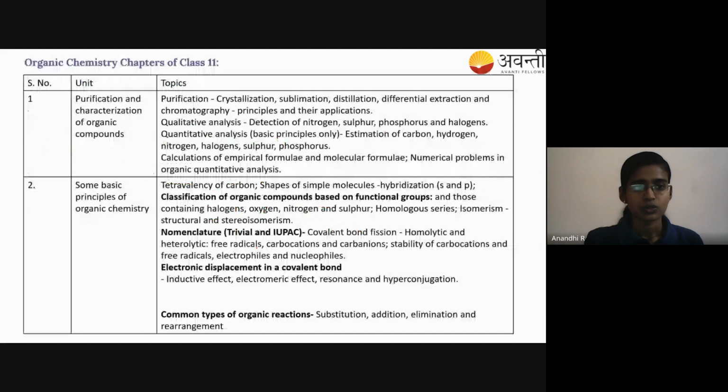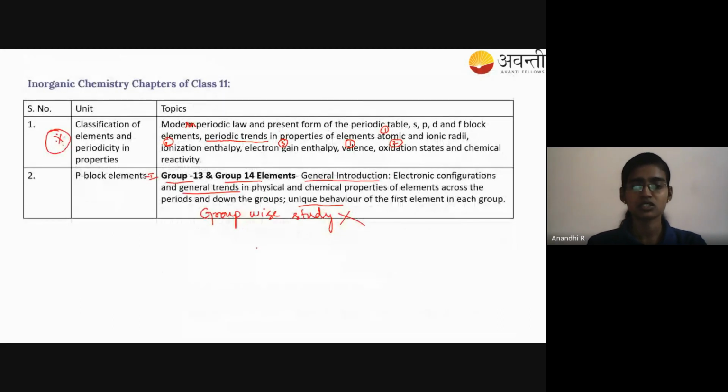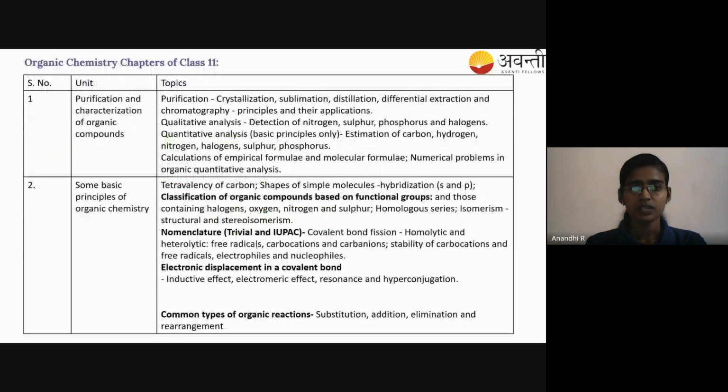Okay, so these two are your inorganic chemistry chapters of class 11. And coming to organic chemistry, the first topic is purification and characterization of organic compounds. So these two lessons you can find in your NCERT book as a single lesson under some basic principles of organic chemistry. Okay, so in your NCERT book, the some basic principles of organic chemistry lesson is getting divided into two here, and they have named it as purification and characterization as one part, and the remaining thing as the other part. Actually, this would be the first half of the lesson, and this is the second half. You can find these topics in your lesson.